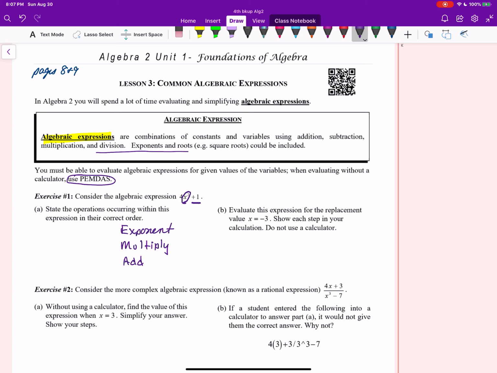Evaluate the expression for the replacement of x equals -3. We'll put -3 in place of x. So this is 4 times -3 squared plus 1. -3 squared is +9, times 4 is 36, plus 1 is 37.